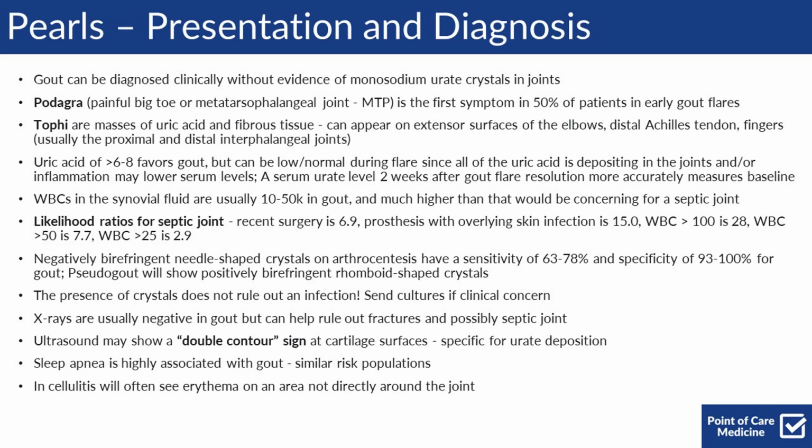Tophi are masses of uric acid and fibrous tissue, and they can appear on extensor surfaces of the elbows, distal Achilles tendon, and fingers, usually the proximal and distal interphalangeal joints.